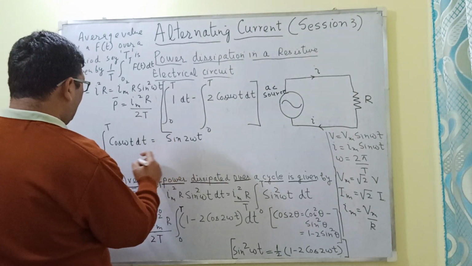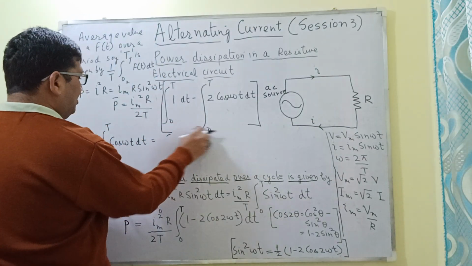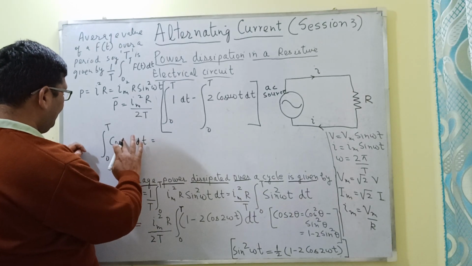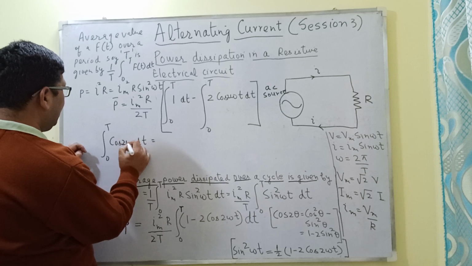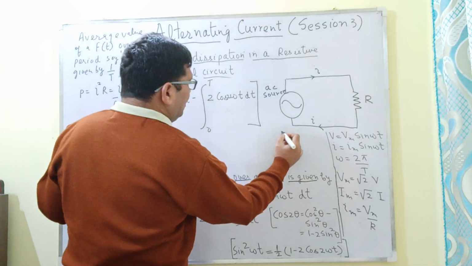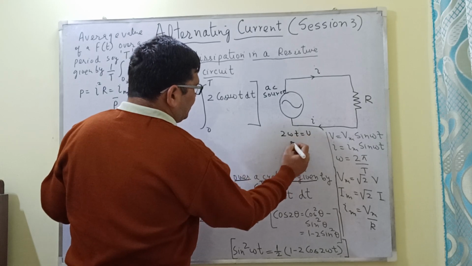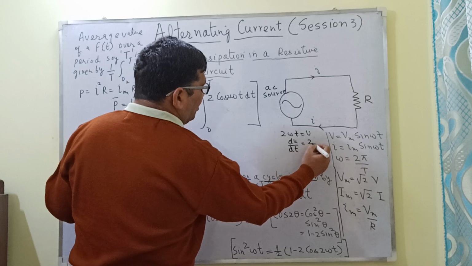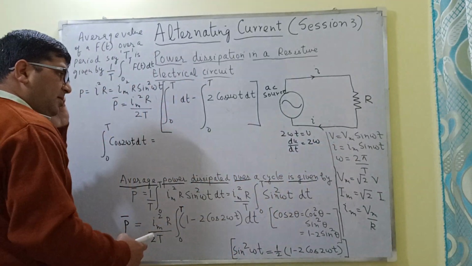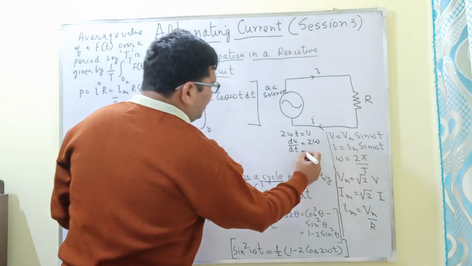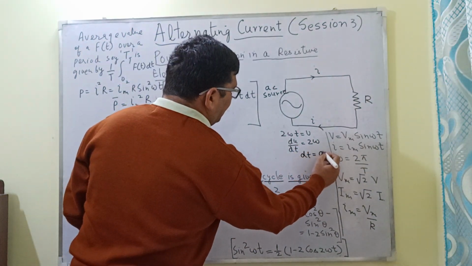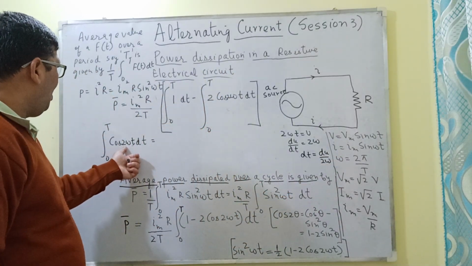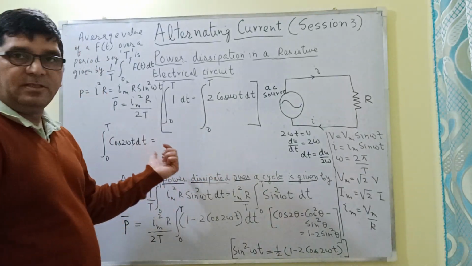and what I will do is, let me take this cos 2 omega t. Now let us take 2 omega t as u. So du upon dt will be equal to 2 omega, or we can say that dt will be equal to du upon 2 omega. Okay, and the integration of cos u will be equal to sin u.